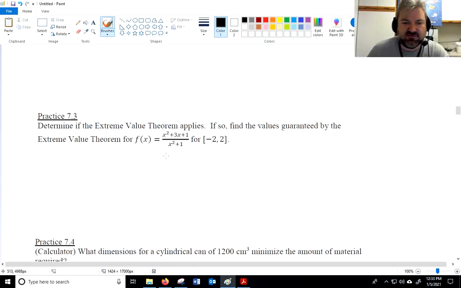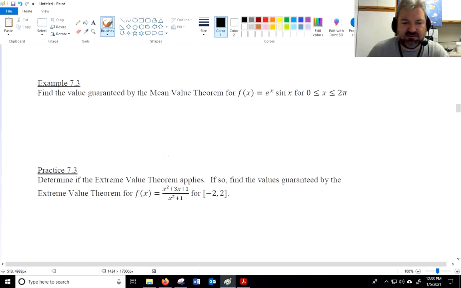All right, let's find the value guaranteed by the mean value theorem for e to the x sine x on the interval from 0 to 2 pi. So they're telling us that the mean value theorem must be applied. It's probably a good idea for us to double check. That function is continuous everywhere. Its derivative will also be. So definitely it is applicable. So let's try f of 2 pi.